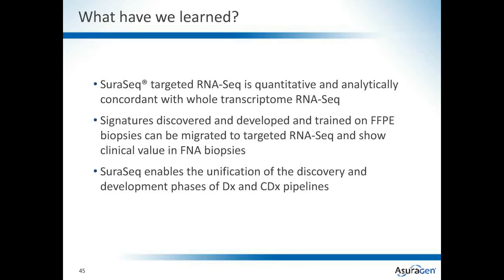So moving on to wrap up this section with what we have learned. First of all, Chirasika targeted RNAseq is both quantitative and analytically concordant with our discovery technology, whole transcriptome RNAseq. Secondly, signatures that are discovered, developed, and trained on FFPE biopsies using whole transcriptome RNAseq and then migrated to targeted RNAseq show clinical value in FNA biopsies. Finally, Chirasika is what enables the unification of the discovery and development phases of diagnostic pipelines. And with that, I'll hand it back to Gary for part 4.